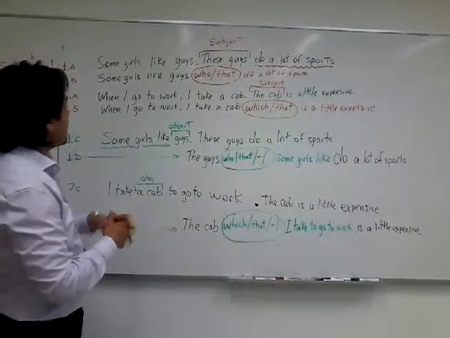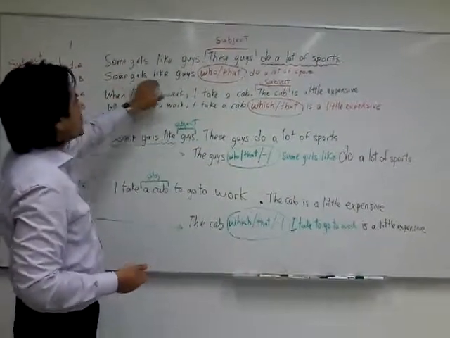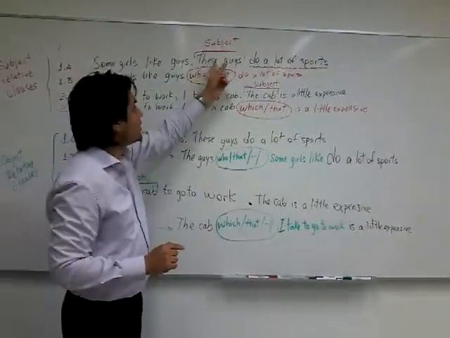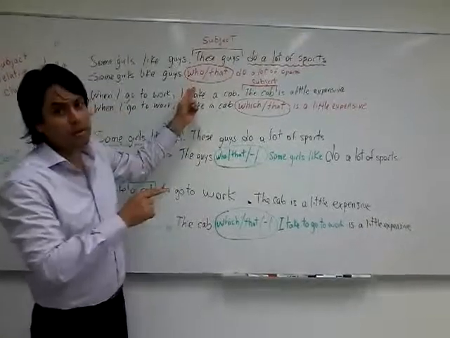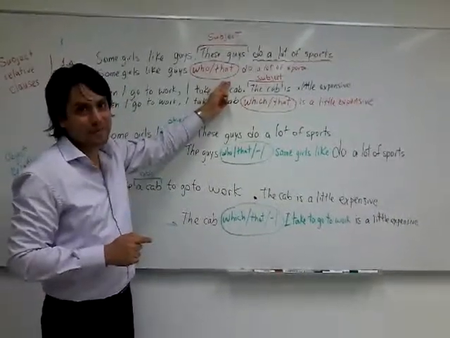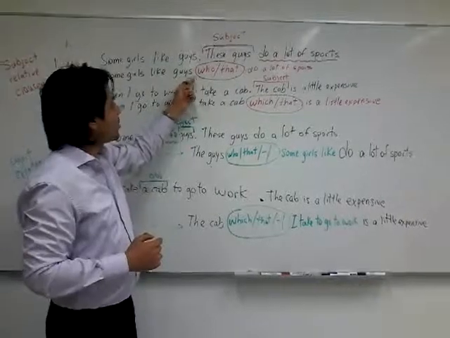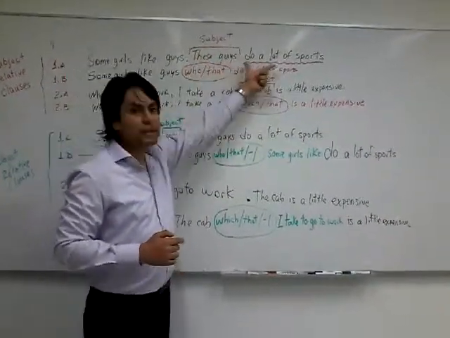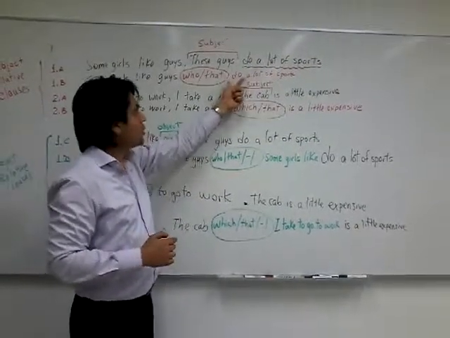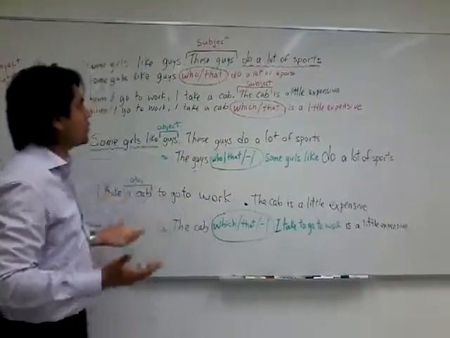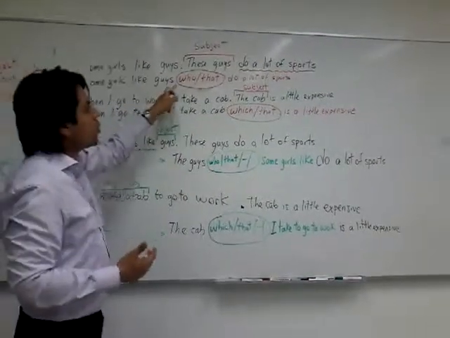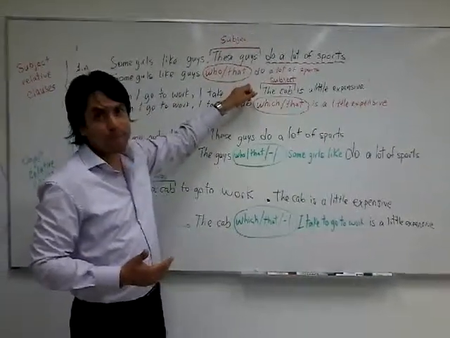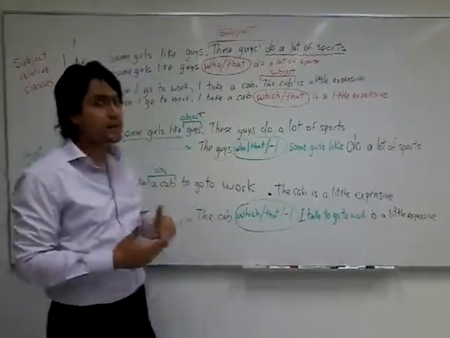Right? So if I want to join two sentences, I say, some girls like guys. And so, instead of saying these guys, I'm going to use the pronoun. I'm going to say who or that. So, some girls like guys who, and then, because I'm not saying these guys, I'm going to complete the sentence using the second sentence: do a lot of sports. So the result is, some girls like guys who do a lot of sports, or some girls like guys that do a lot of sports. Right?